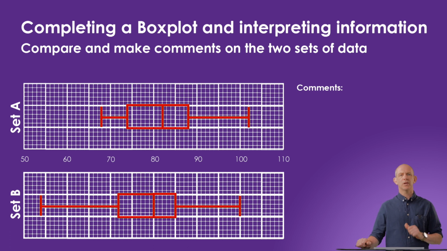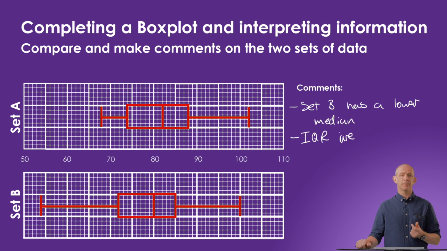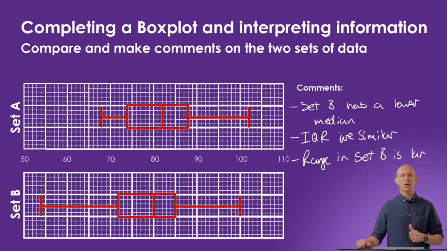We're then given another box plot to compare with the first and make comments on the difference between the sets. What I always tend to suggest is focusing on the median and the interquartile range. For example, in this case, we can say that set B has a lower median, but the interquartile range is similar. It could also be said that the range in set B is far larger, suggesting some possible outliers in the sets.